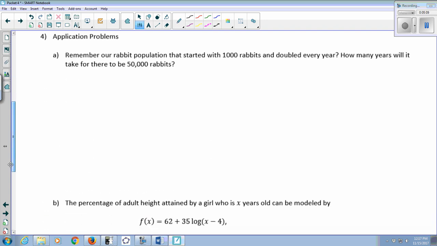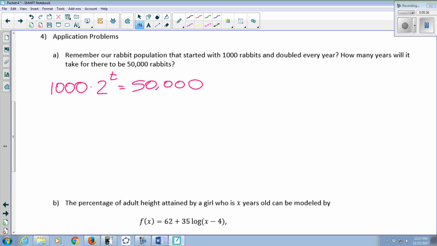All right, let's solve some application problems now. Several classes ago, we talked about rabbits that started with 1,000 rabbits and the population doubled every year. So how many years until there are 50,000 rabbits? So we have 1,000 rabbits. We double it over and over again. That's times 2 to the t. How many doublings until we have 50,000 rabbits?